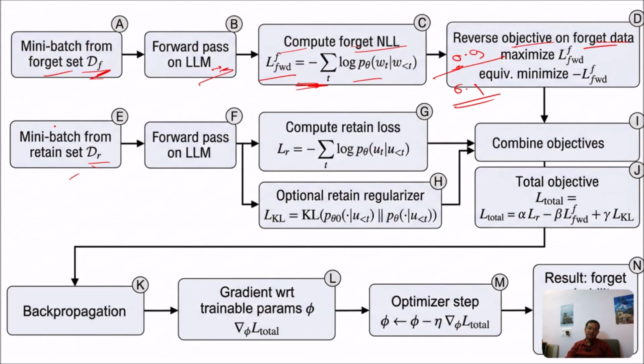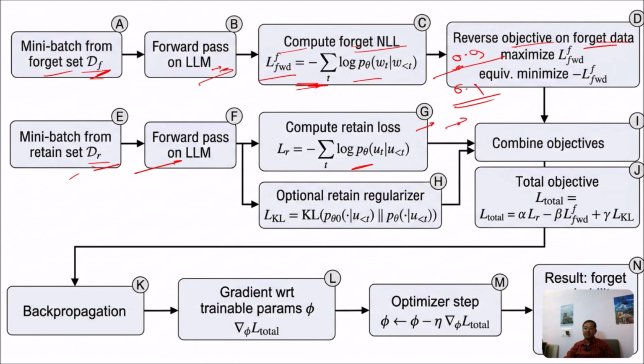Now, at the same time, we start with the data where we want to retain the information, do a forward pass through the same LLM, and then compute the retain loss. For that retain loss, we will not do the reverse, because if the retain loss is high, it means we want to maintain that part, so we will not reverse this. Now we have to combine the objectives.